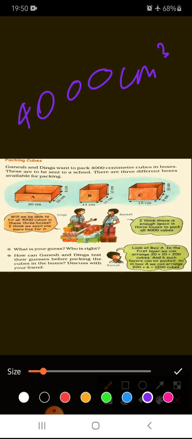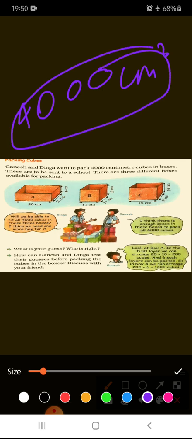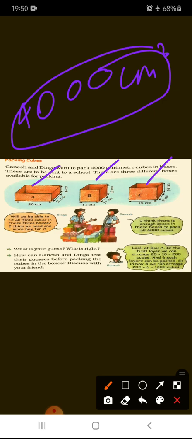There are 3 different boxes available for packing. How many things have to be packed? 4,000. Okay, now how many boxes are given? 1, 2 and 3 boxes are given and they have to pack. Now it is asked whether these boxes will be sufficient or they need more boxes.